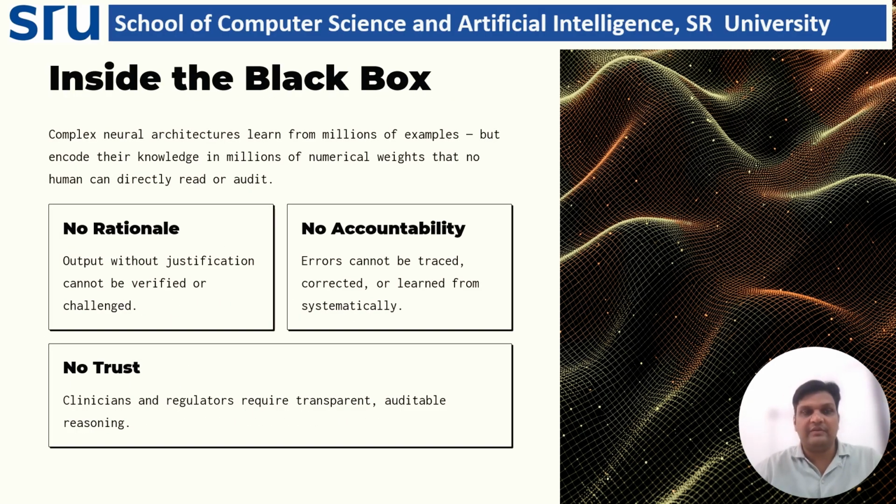Inside the black box, complex neural architectures learn from millions of examples, but encode their knowledge in millions of numerical bits that no human can directly read or audit. No rationale: output without justification cannot be verified or challenged. No accountability: error cannot be traced, corrected, or learned from systematically. No trust: clinicians and regulators require transparent, auditable reasoning.